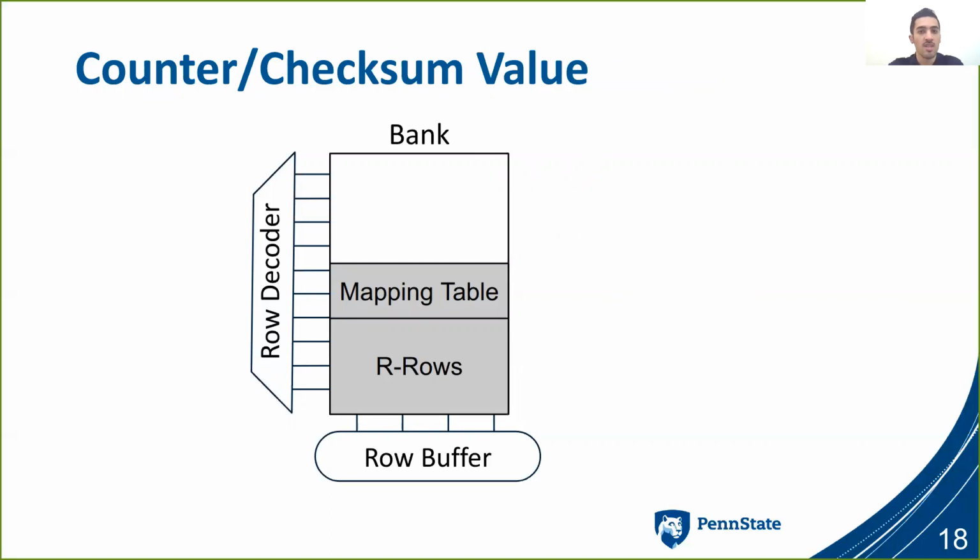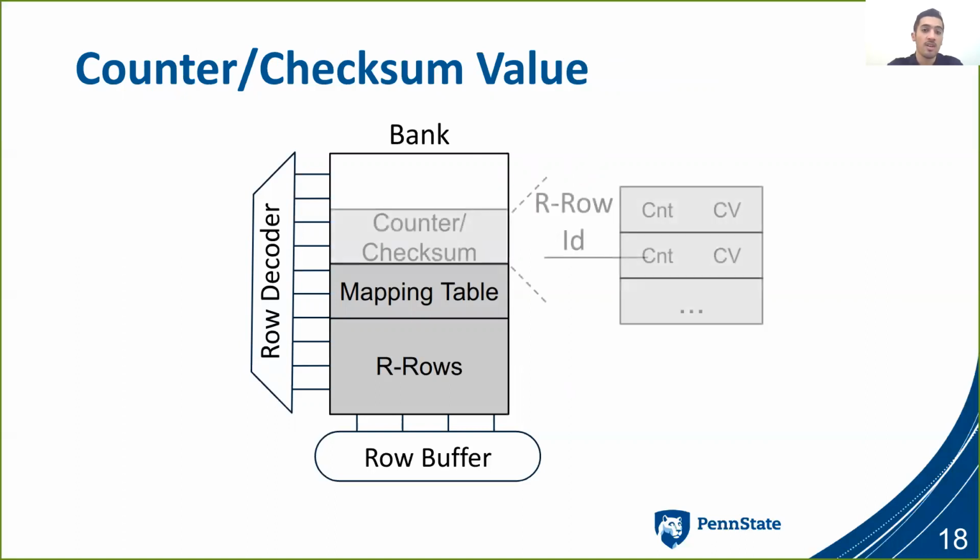In addition to these tables, we have another data structure, the counter checksum values. In this table, we store the checksum value of each R row, as R rows are the best candidates for merging, and DSM uses this checksum for checking the potential of the same value in different rows. DSM also has a counter for each R row that shows the number of rows that are mapped to this R row. This counter is necessary for the replacement of R rows, and we cache both the counter and checksum value of R rows inside the memory controller.